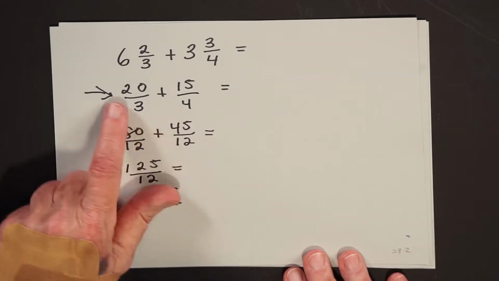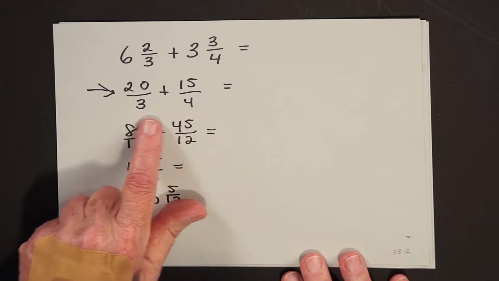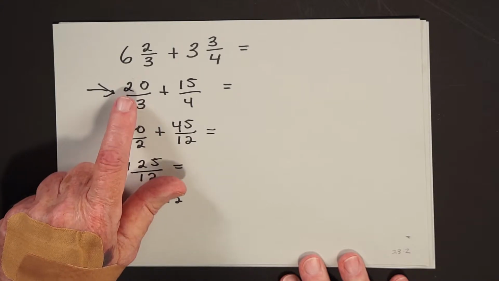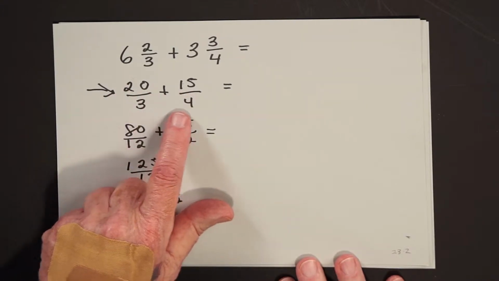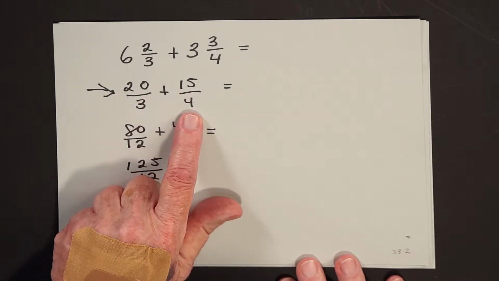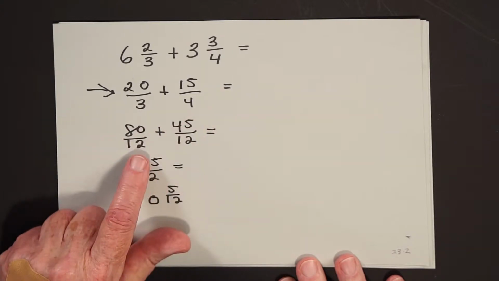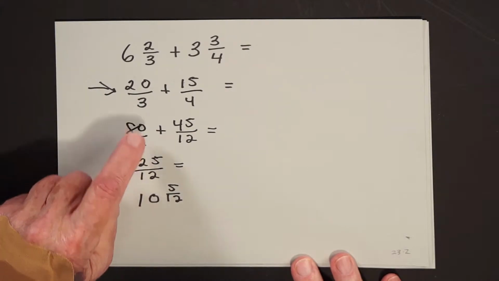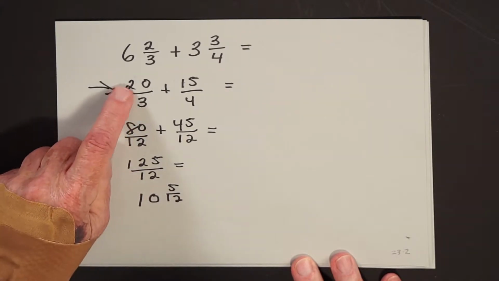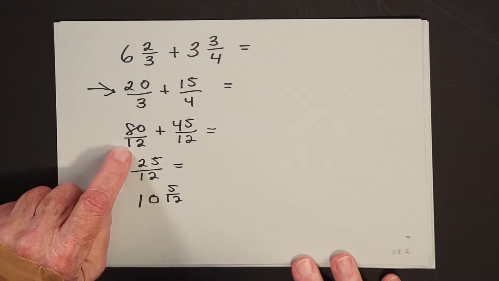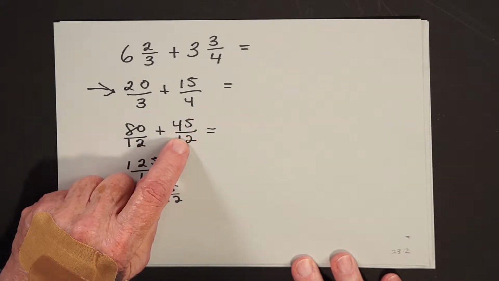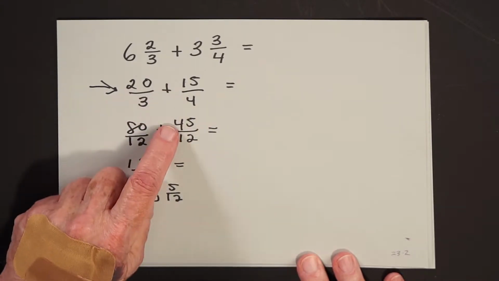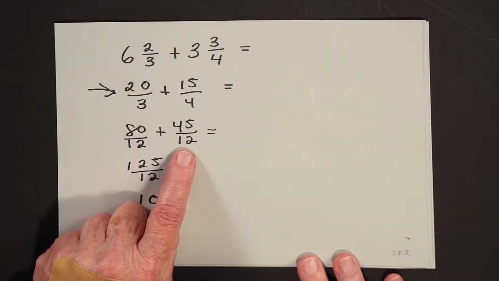Now I want to add. But I already know I can't add fractions unless they have the same denominator. I can't add the numerators unless they're modifying the same denominator. So with 3 and 4, I pick 12 as the common denominator. 3 goes into 12 4 times. 4 times 20 is 80. So 20 over 3 is the same as 80 over 12. 4 goes into 12 3 times. 3 times 15 is 45. So 15 over 4 is the same as 45 over 12.